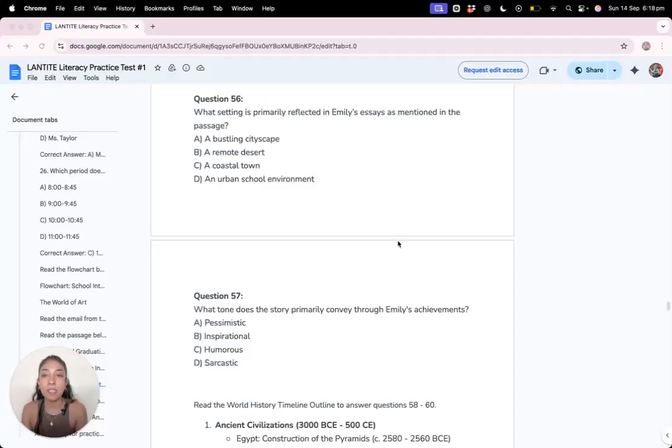Question 56. What setting is primarily reflected in Emily's essay as mentioned in the passage? A, a bustling cityscape. B, a remote desert. C, a coastal town. And D, an urban school environment. So I'm going to go with C. And that's because Emily's essays often reflect her coastal town setting, emphasizing her connection to the sea and its influence in her life.